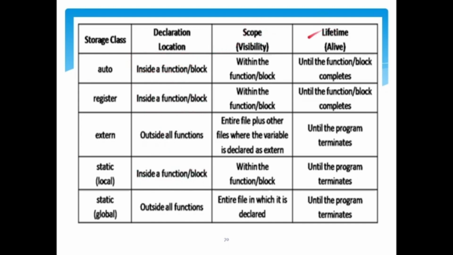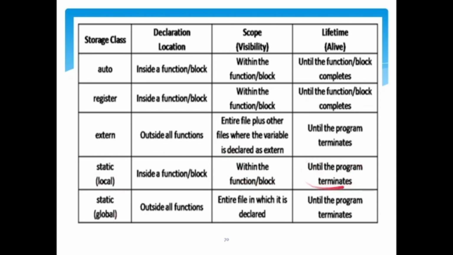What is the scope and lifetime for it? Scope is nothing but visibility, and lifetime is till what time they are alive. Okay, auto, within the function or block it is visible, and its lifetime is until that block completes or until that function completes. These both are almost same, within that block and until that function completes. And register also same, within that block and until the function or block completes. And static local you can check within that block and until the program terminates.